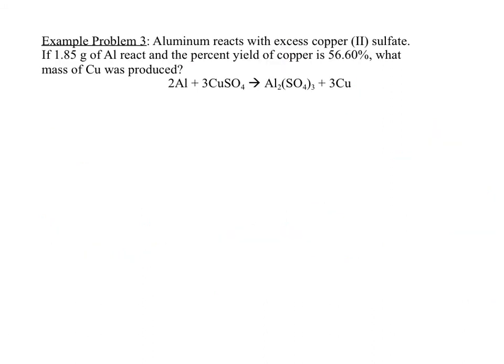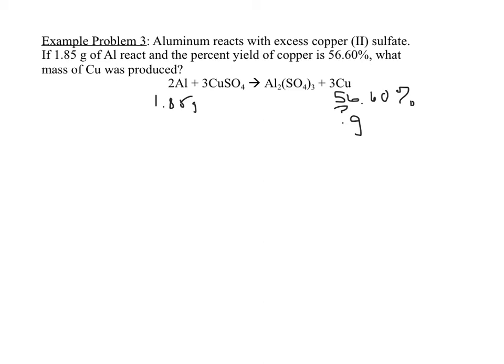Now this third problem, let's see, we were given an equation, it looks like it's balanced already. We're told that aluminum reacts with excess copper-2 sulfate. If 1.85 grams of aluminum, so let's go ahead and write that given out, 1.85 grams of aluminum. And the percent yield, so we're given the percent, so we know this person is 56.60% efficient. We want to find out what the mass of copper was actually produced. So this is a little bit different. We want to find question mark grams of copper.